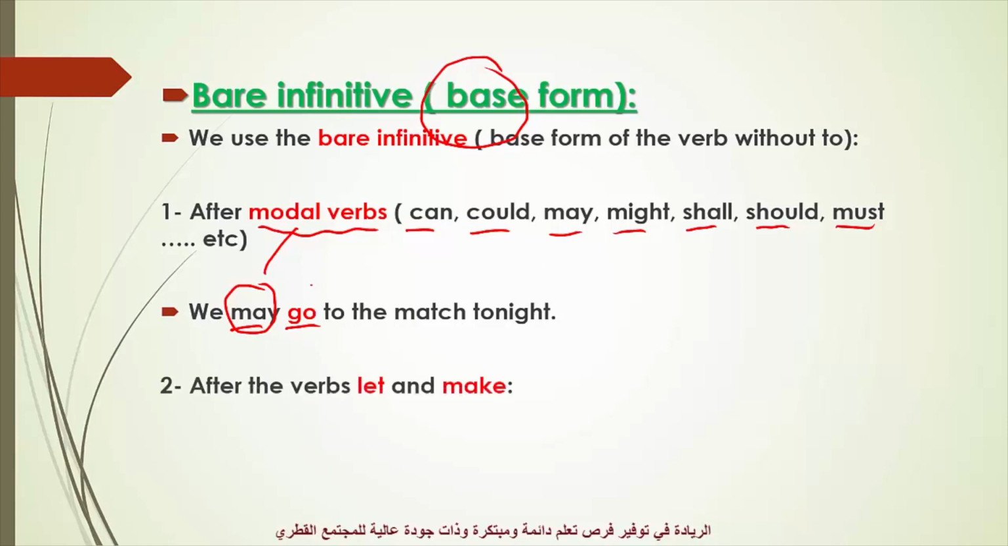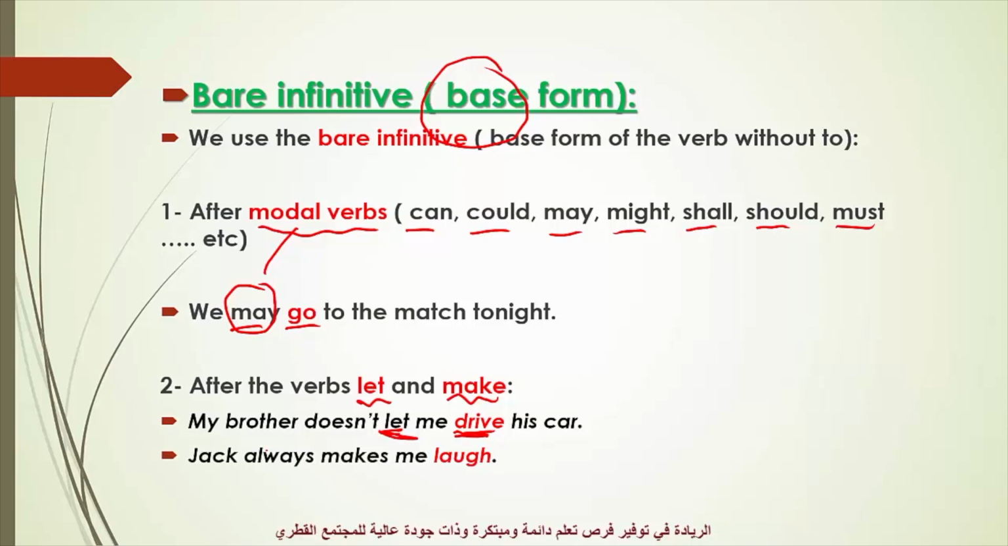Secondly, we use the bare infinitive generally after the verbs let and make. For example, my brother doesn't let me drive his car. So after the verb let, we use bare infinitive. Second example, Jack always makes me laugh. So after the verb make, we use bare infinitive, base form of the verb without to.